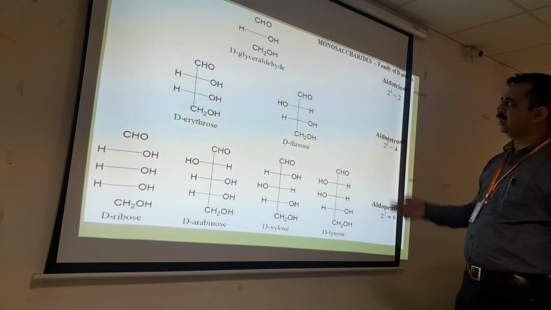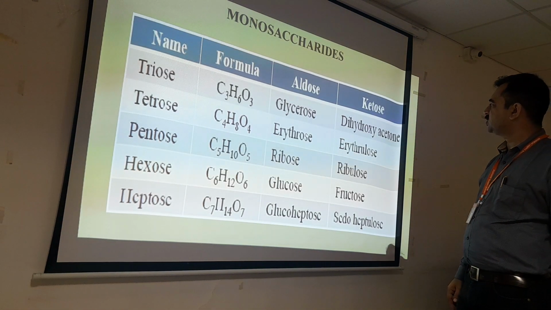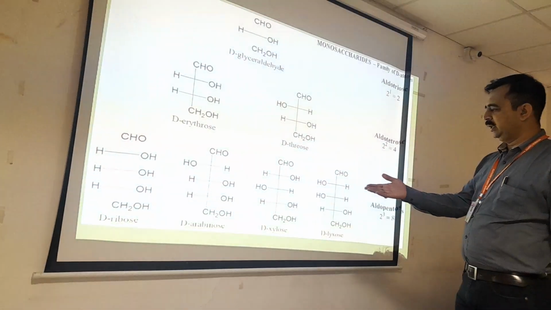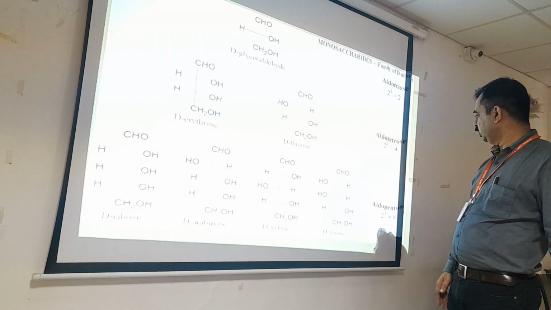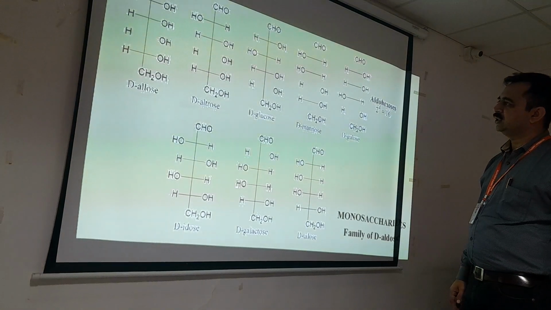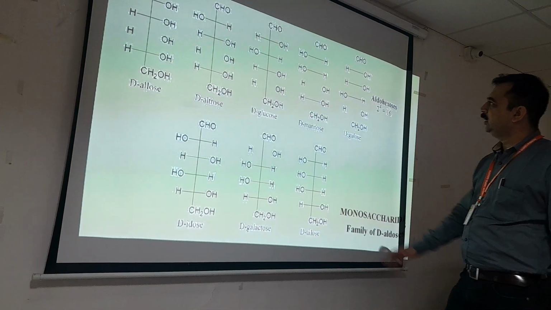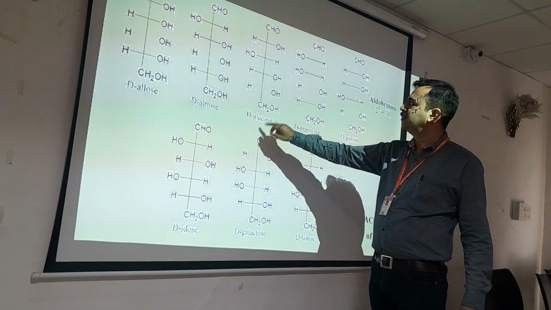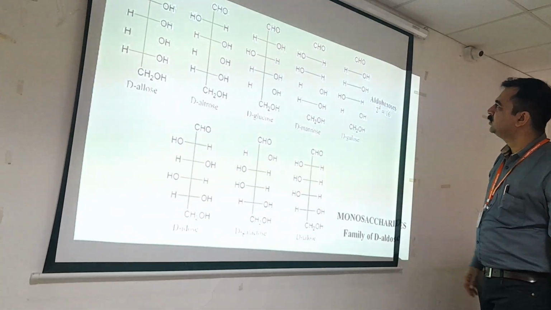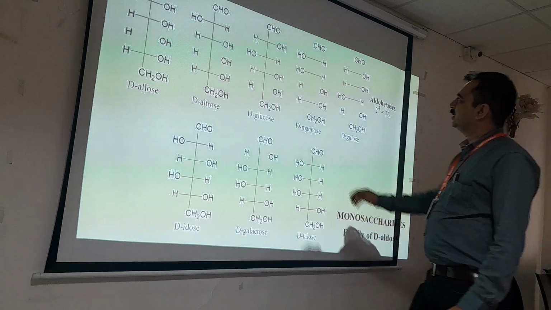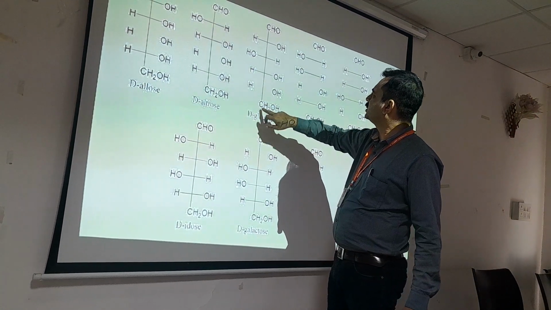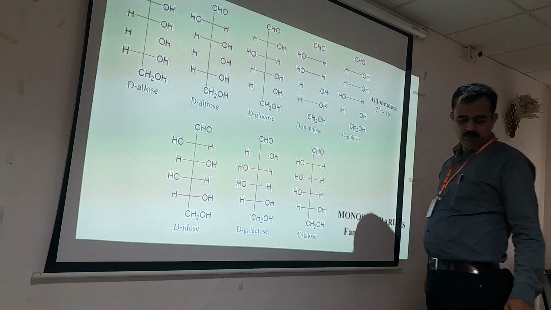See this, structurally these are all designed in this particular format: D-ribose, D-arabinose, D-xylose, D-xylulose. See this, D-allose, D-altrose, D-glucose. This is the general formula. The carbons are 1, 2, 3, 4, 5 and 6, so these are 6 carbon molecules.